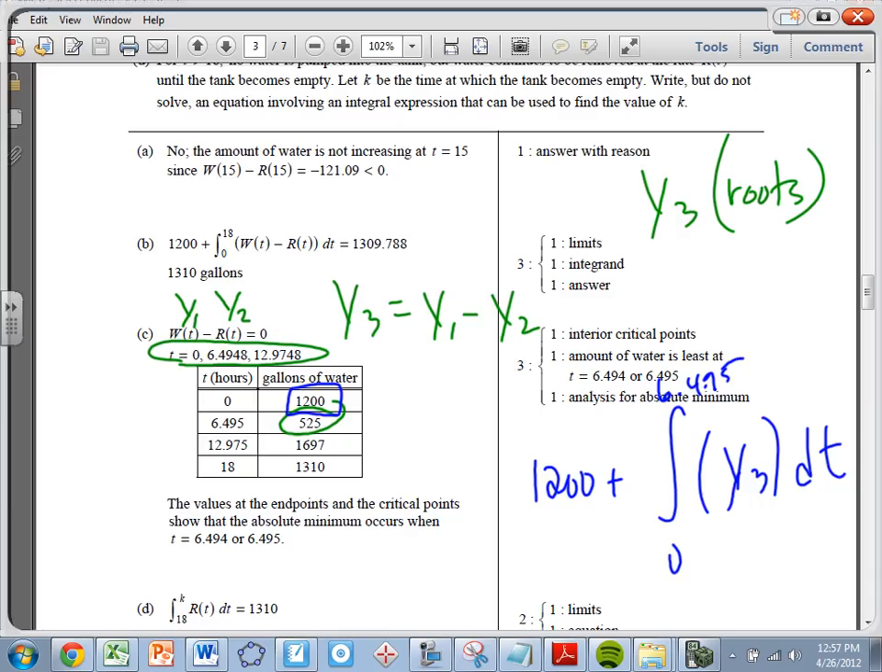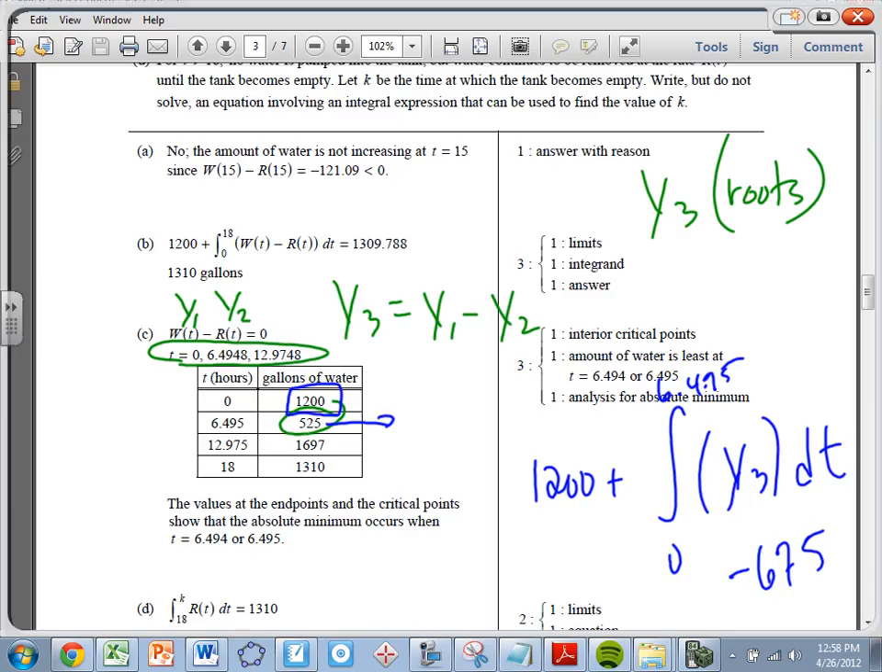So that means there's 1,200 here. What would this number turn out to be to get me down to 525? Negative 675. Again, if I have 1,200 and this turns out to be negative 675, that's where I get the 525 there. Then if I want to test the next critical point, what do I have to do?